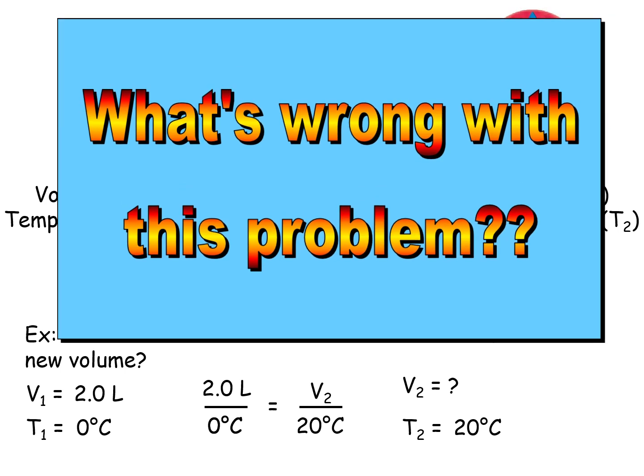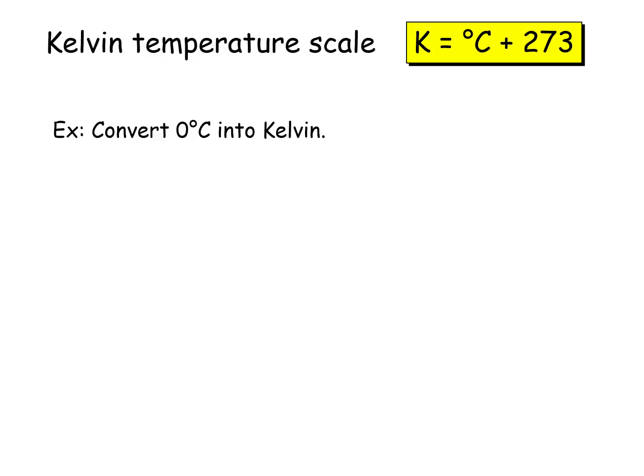And then you have to ask yourself, what's wrong with this problem? Why would a math teacher be having a serious fit right now looking at the way this problem is set up? Hopefully you said, well, it's because we're dividing by 0. You're not supposed to do that. So we will see what we need to do with our temperatures.